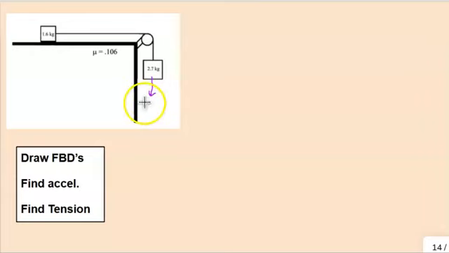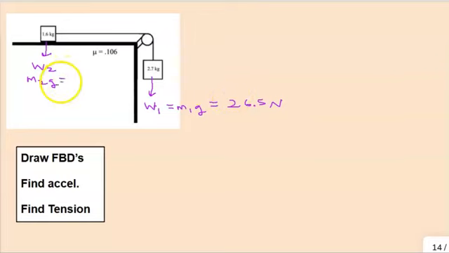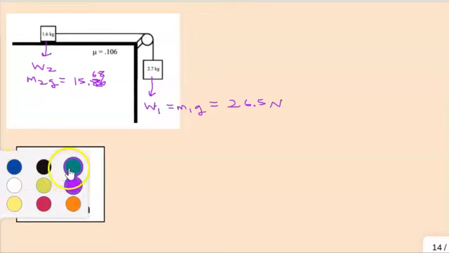Now that there's more than one object in the system, you have got to have subscripts on your weight vectors because everything has a weight. So you can call that W1 or you can say M1G, and then we have either W2 or M2G. And I know you all know how to calculate this. So that's 26.5 newtons and that is 15.68 newtons. Sorry, 15.68. And so they both have weight.